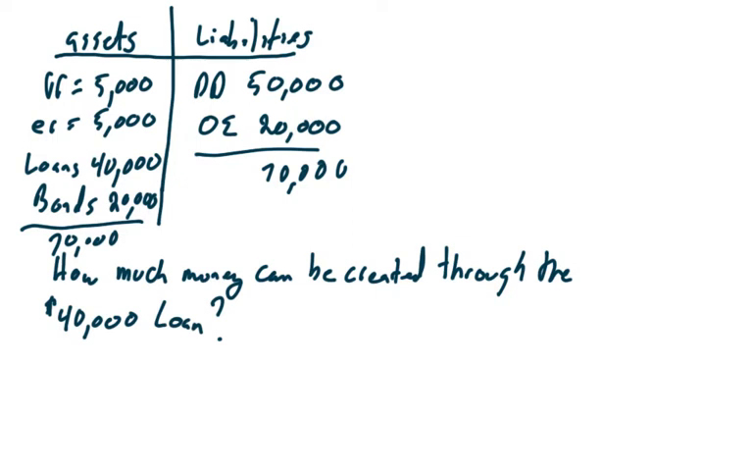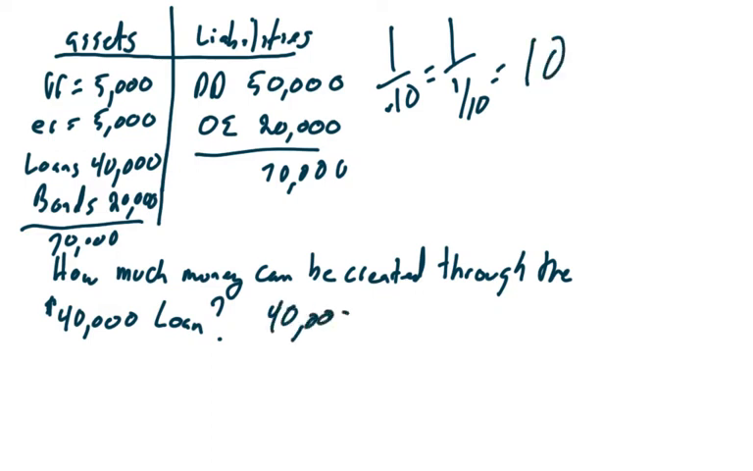So the first question here is, how much money can be created through the $40,000 loan? So we need to find our money multiplier first. We said our reserve requirement was 10%, so it's going to be 1 over 0.10, which is 1 over 1/10, which means my multiplier is going to be 10. 40,000 times 10 will give me 400,000.